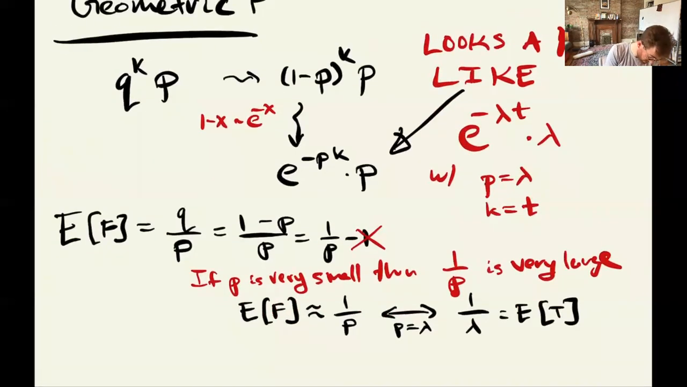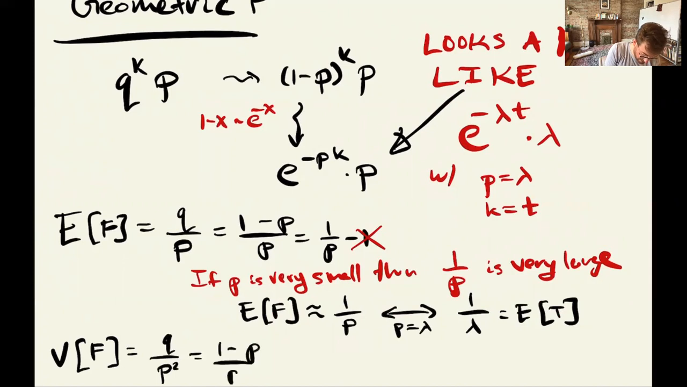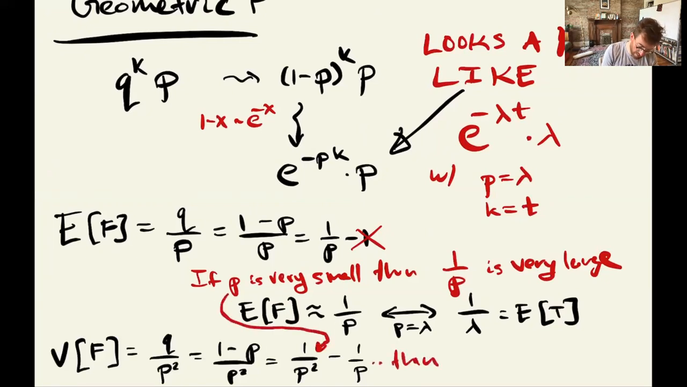And of course, this goes down a level as well. So if you consider, let's say, the variance of our geometric, we already said that this is Q over P squared. So if we run the same analysis, 1 minus P over P squared, then 1 over P squared minus 1 over P. Then we end up in a situation again where if P is very small, then 1 over P squared dominates.